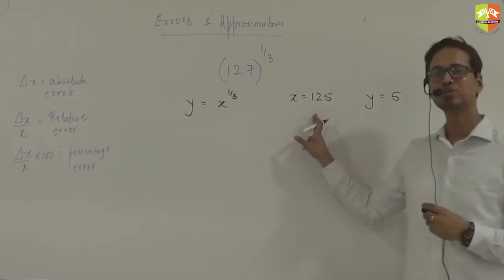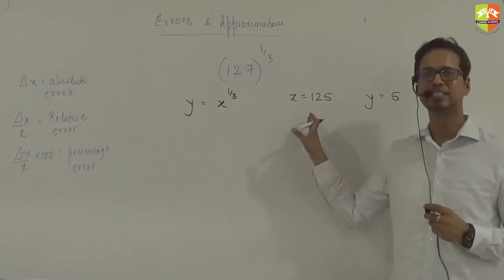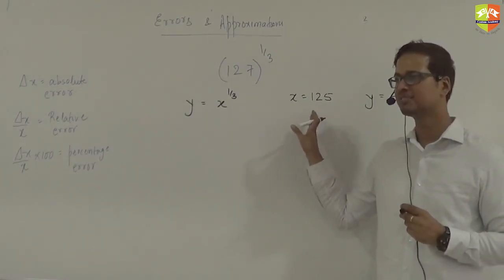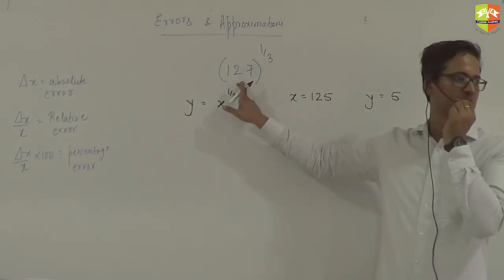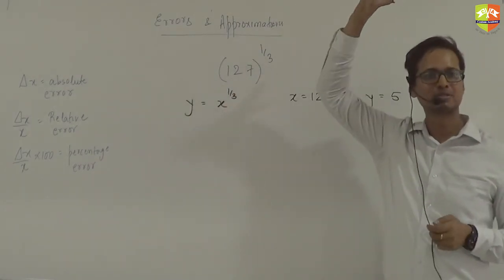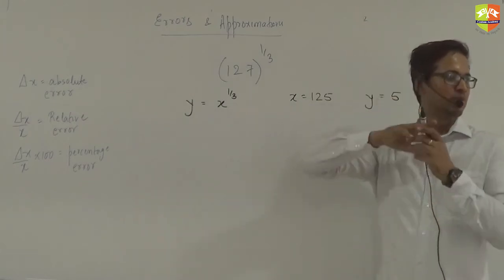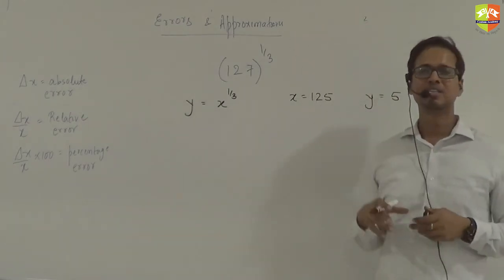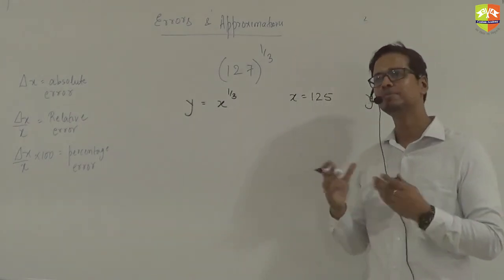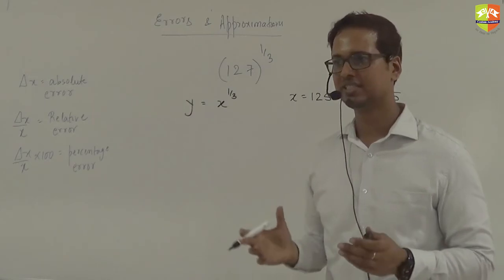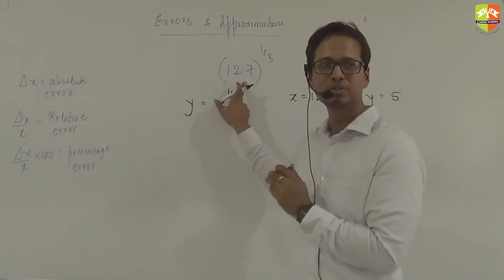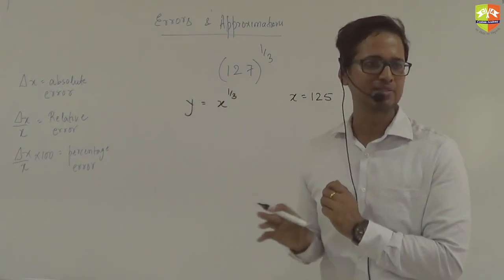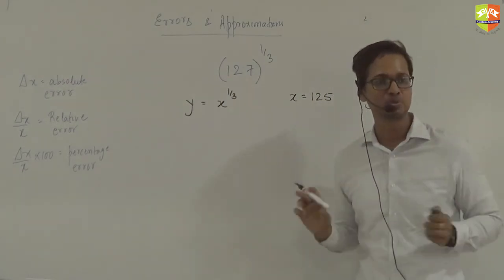Okay, so find such an x whose cube root finding is very very easy, and which should be very close to this figure. Right? Don't choose 64. The more distance you go from this, the approximation will be bad. So take it very close to the value actually given to you in the question. So the closest that I can have is 125, which is a perfect cube.